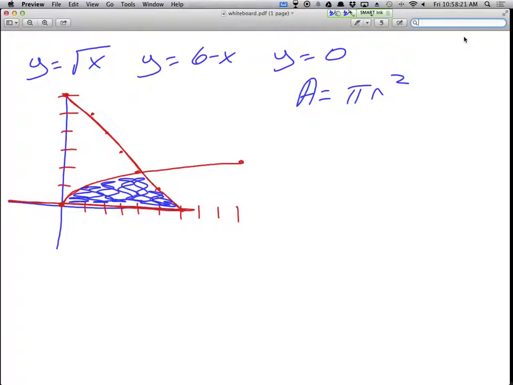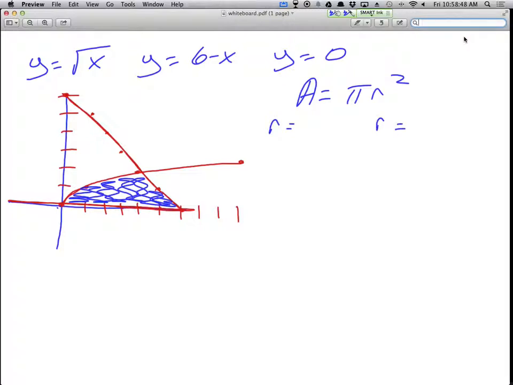What's different about this one? I've got 2 different things that make up the top, right? From 0 to 4, what's on top? Radical x. And then from 4 to 6, the 6 minus x is on top. So I'm going to have to make 2 integrals. Very good. I'm going to have 2 different r's.